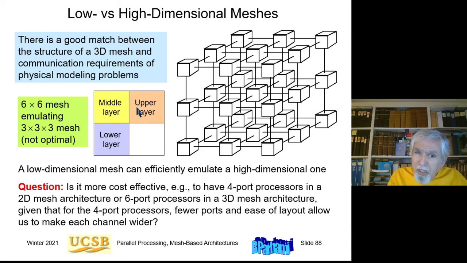So any communications within the layers can be done just as fast on this 2D mesh as there, because the layers are basically mapped one-to-one into a 2D mesh. Now if I want to communicate between the upper and middle layer, let's say between this processor and this processor, I would be communicating between this processor and this one. Those are some distance off, and therefore that communication will be slower.